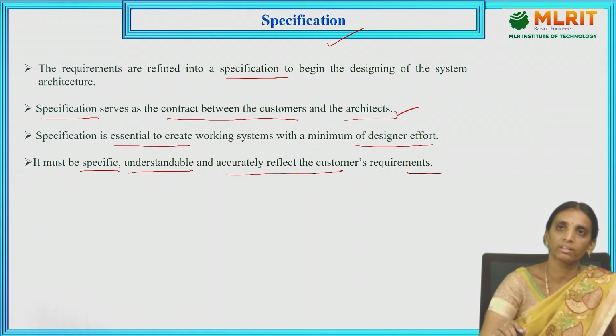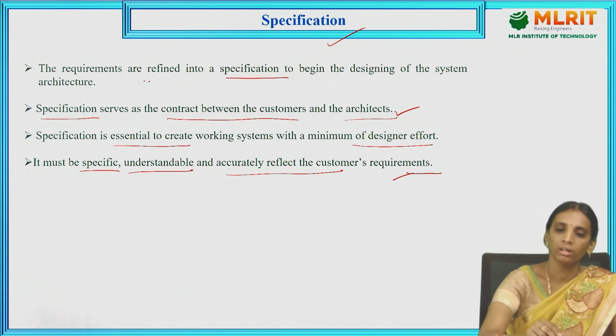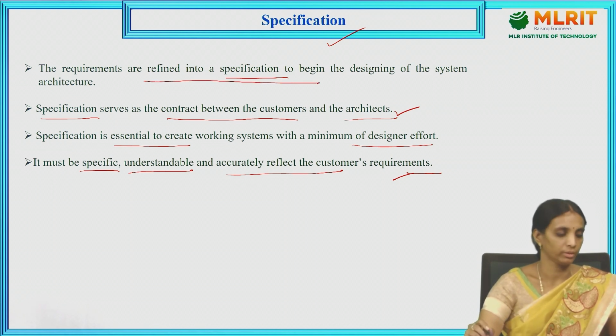So based on the customer requirements, we need to mention all these things: the operating voltage, the battery life, the power consumption, and the operating conditions. What temperature range we have to use for that system, and other conditions like speed, performance, cost. We need to consider all these things and mention them in the specification format. So the second step is the specification, which is the refinement of the requirements.